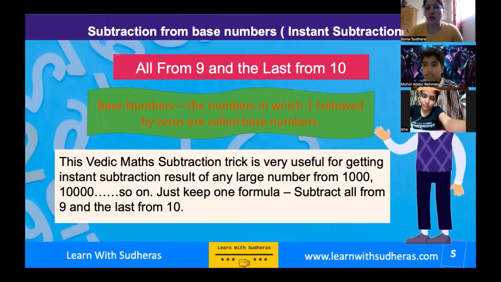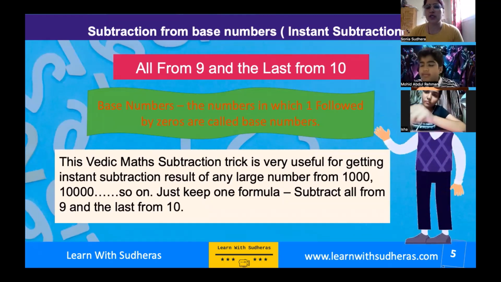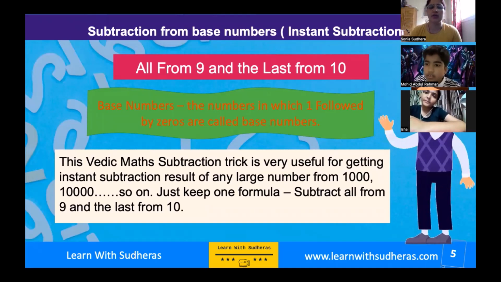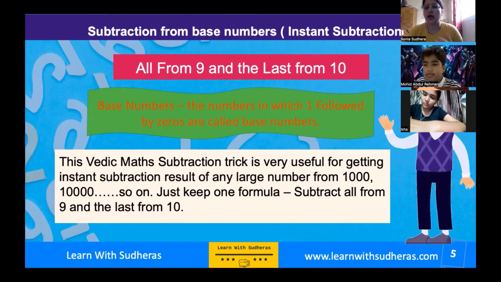It is called all from 9, last from 10. You can note down the heading, all from 9 and last from 10. This is the first trick. When we use this trick, you can mute yourself. Please unmute when I tell you to unmute, okay? This trick is useful when we need to subtract any number from the base numbers.